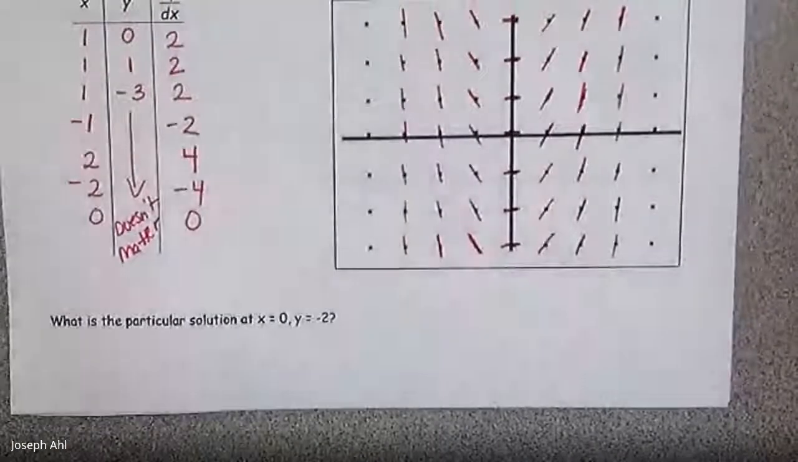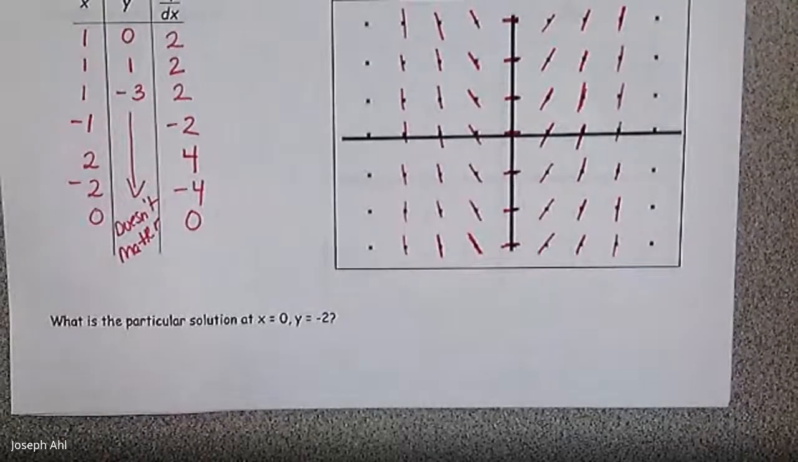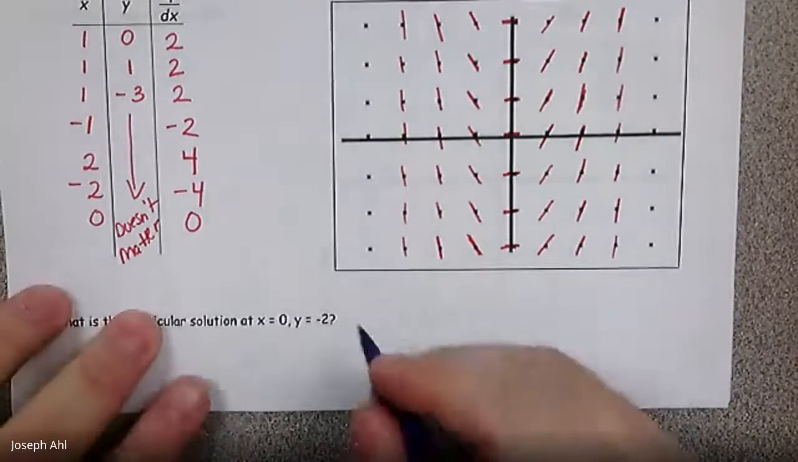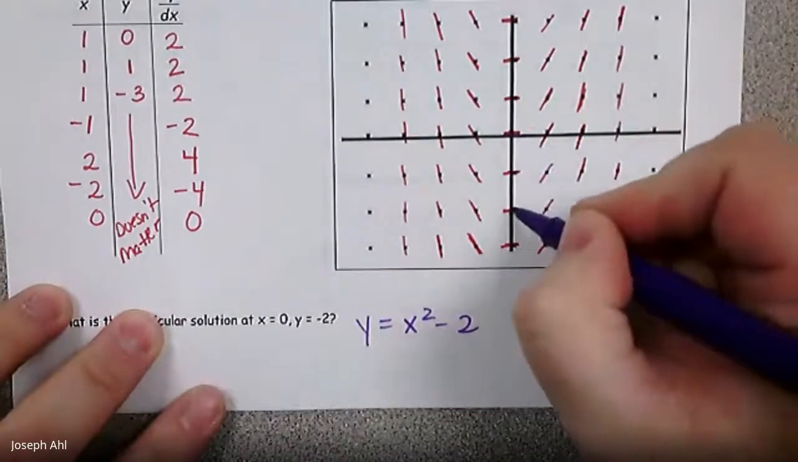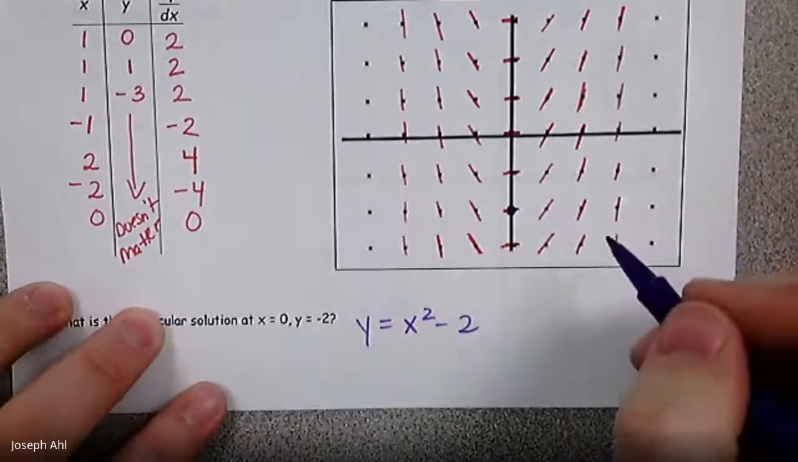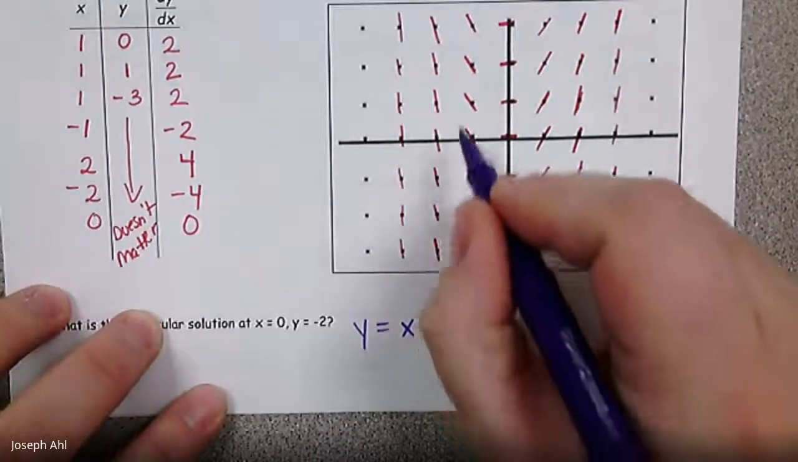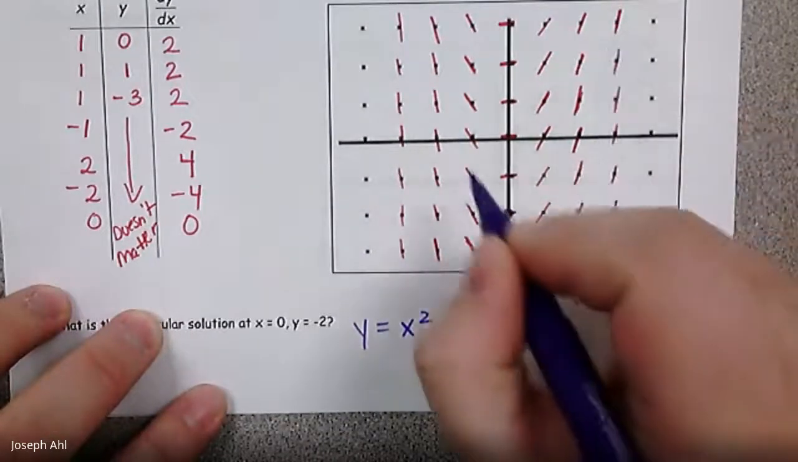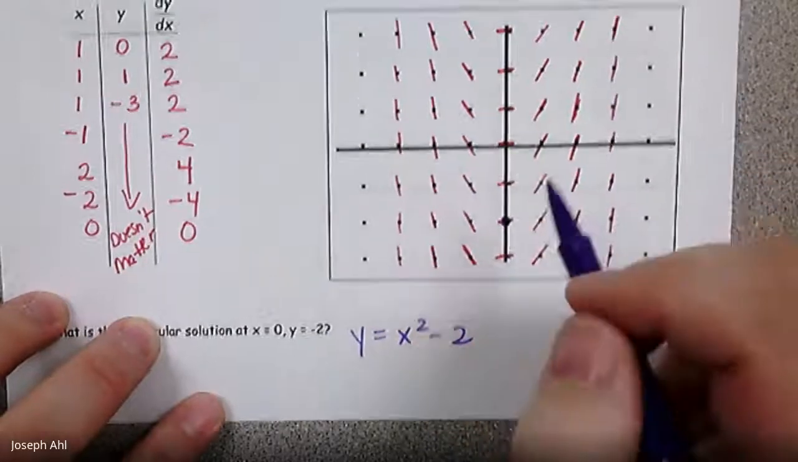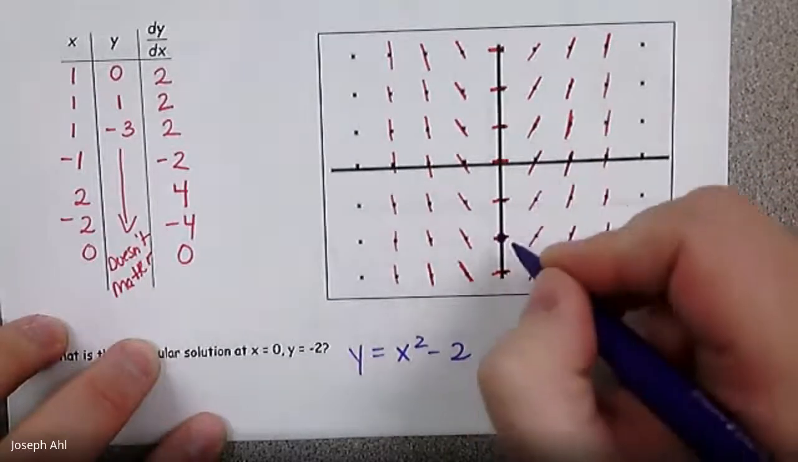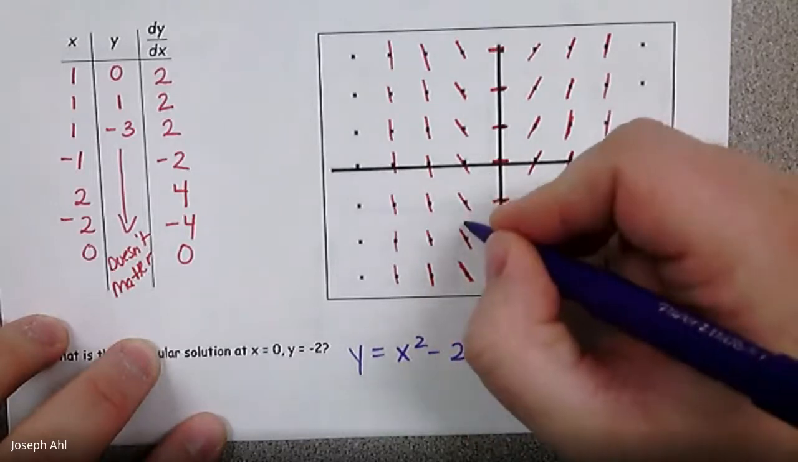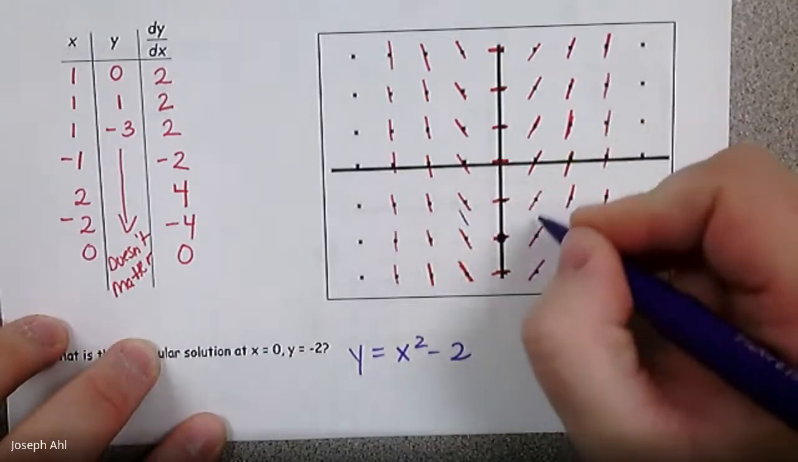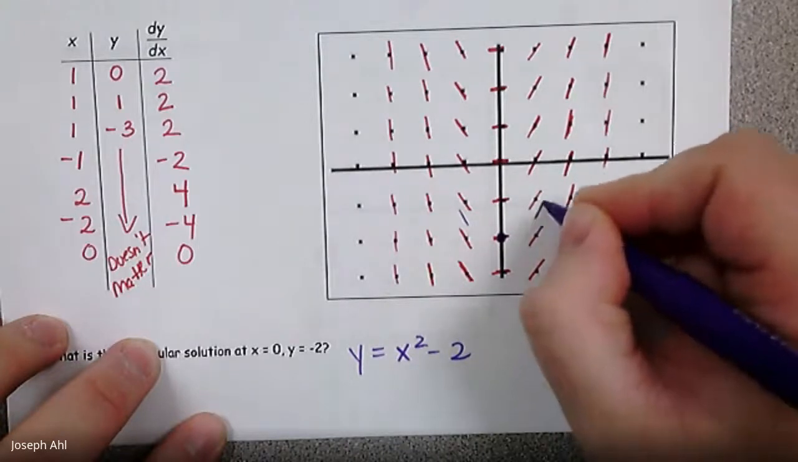Okay, so there's an example down here that says, what is the particular solution at x equals 0 and y equals -2? Well, we know what the equation is, right? So we know in this case that it would be y equals x squared minus 2. But if I go down to (0, -2) here, again, you sort of just want to follow that as you were to sketch the parabola y equals x squared minus 2. You want to try and sketch it in a way that as you go through x equals -1, the slope is approximately -2. And as you go through x equals 1, the slope is 2.